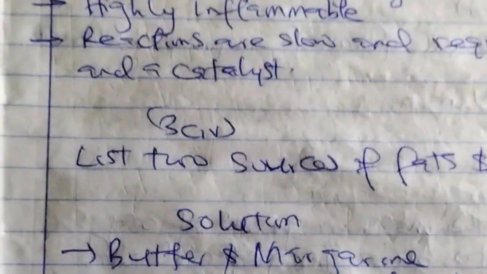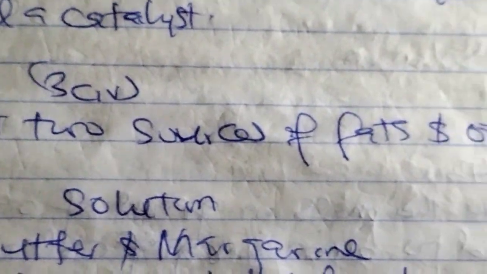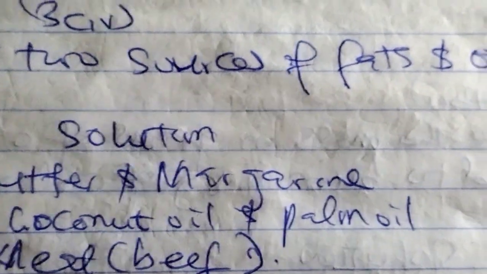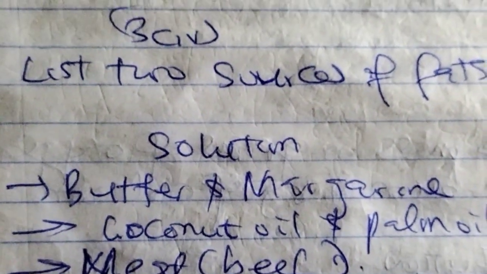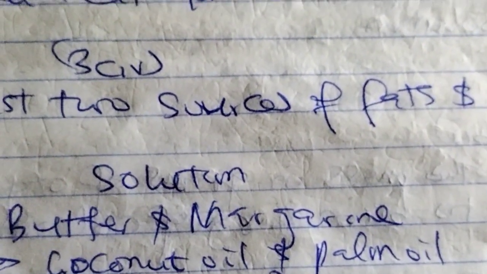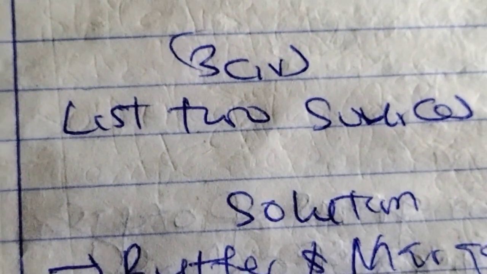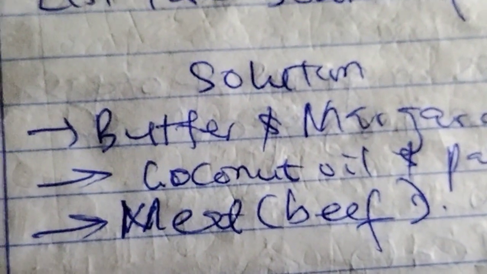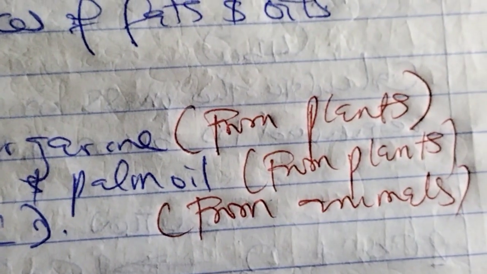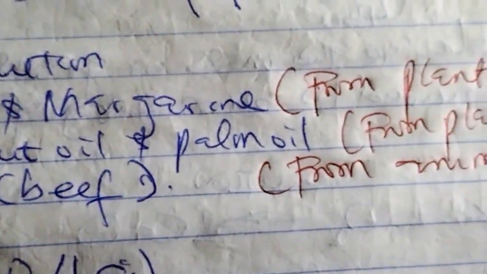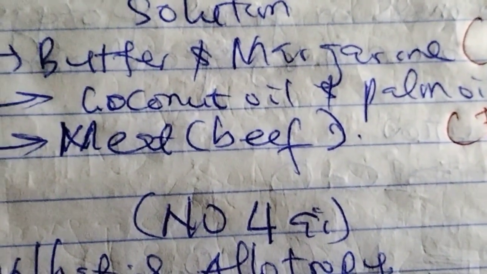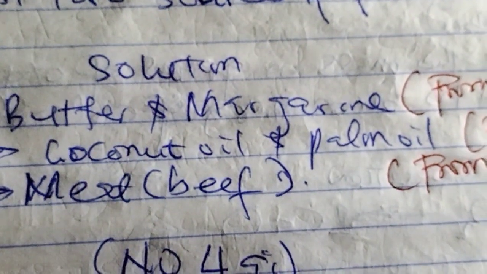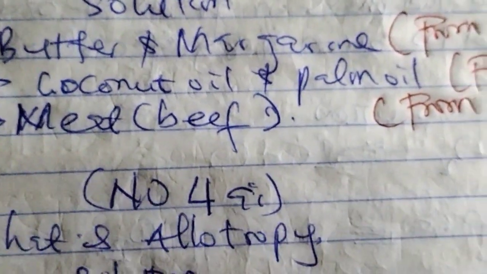So that is it. So 3CIV leads to sources of fats and oil. So we know that fats and oil normally come from animals. So you cannot just say animal and plants, but they say these 2 sources of plants and animals. So let's go through the question once more. It says lead to sources of fats and oils. So normally we have butter and margarine from plants, coconut and palm oil from plants also, then meat in bracket beef from animals. So these are the sources. So choose one from plants and choose one from animals.